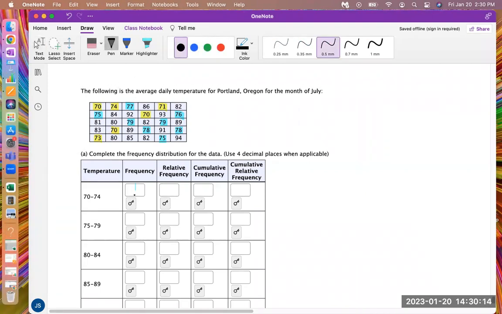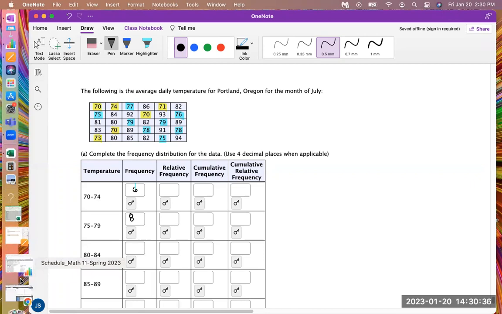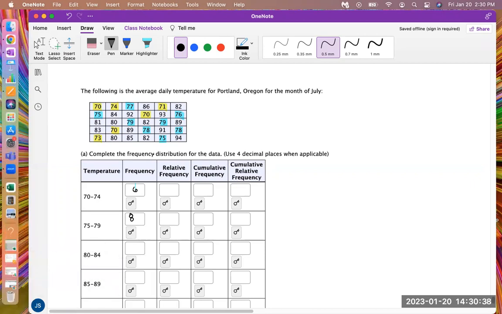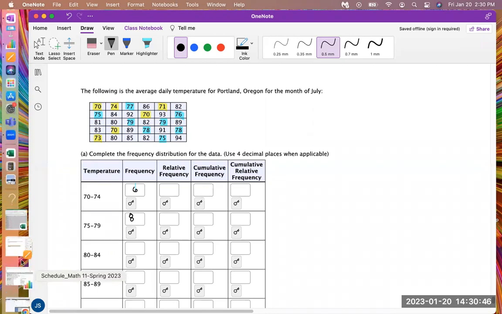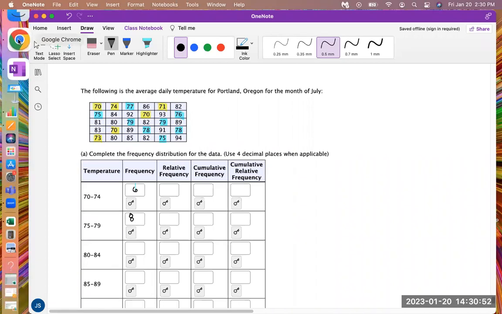I'll just write it down like this. Okay, and then I did the same thing and I highlighted in blue all the numbers between 75 and 79, including 75 and 79. And I got 8, I believe. So we can continue on. You could do the same thing between 80 and 84. You count how many numbers are between 80 and 84, and then you put the number that's the frequency. I'm just going to cheat and find the answers quickly here.